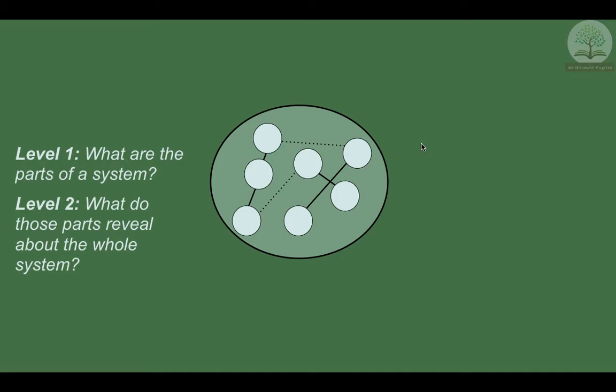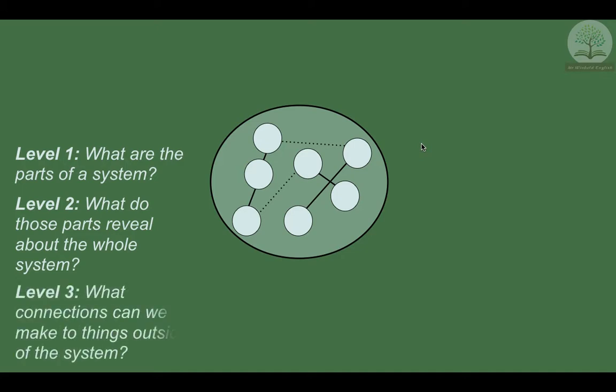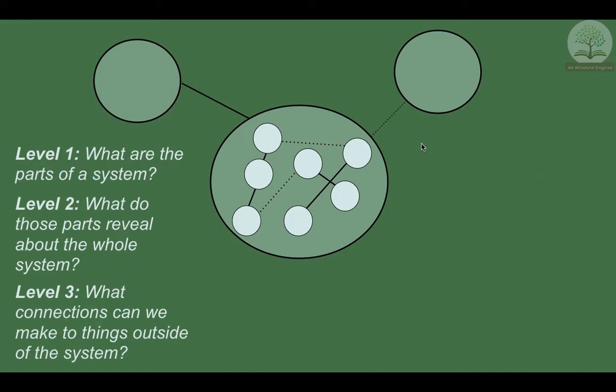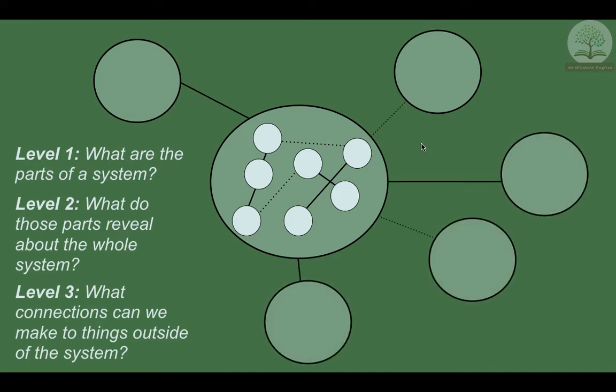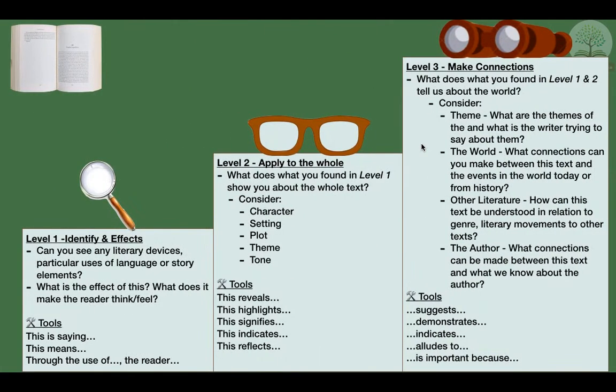Then finally, at level 3, we make broader connections to things from outside of a text. So here we could be talking about history, society, larger issues like themes and theory. So, as we've seen, we can do this following a three-tier model where we look at smallest parts at level 1 and identify the effects. We look at a whole in level 2, and then finally we make connections outside of a text.